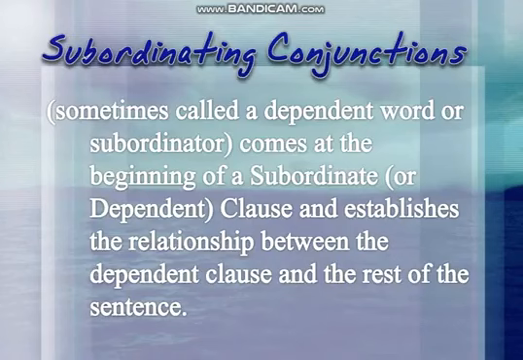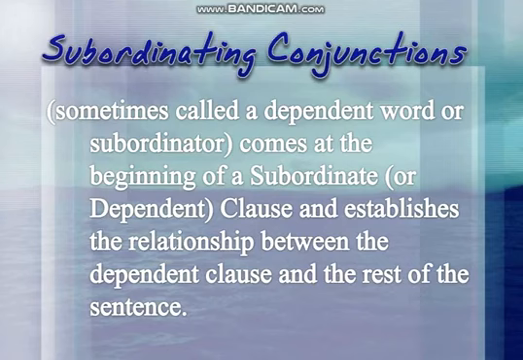Then we have another type of conjunction, subordinating conjunctions, sometimes called a dependent word or subordinator. Why? Because it comes at the beginning of a subordinate or dependent clause. You know, we have two types of clauses. One is the main clause, the other is the subordinate or dependent clause, which depends on the main clause and cannot stand alone. We need the main clause to complete its meaning, and it establishes the relationship between the dependent clause and the rest of the sentence.